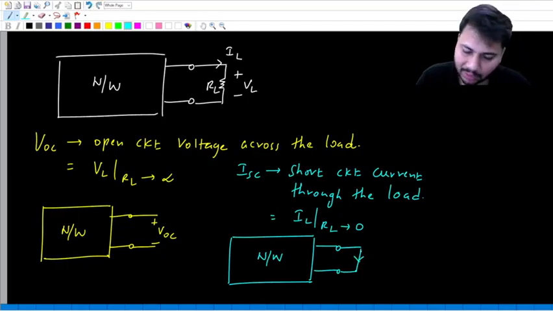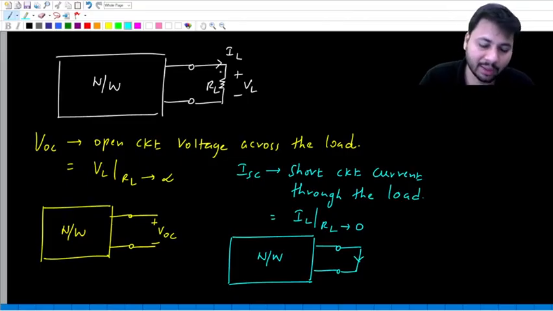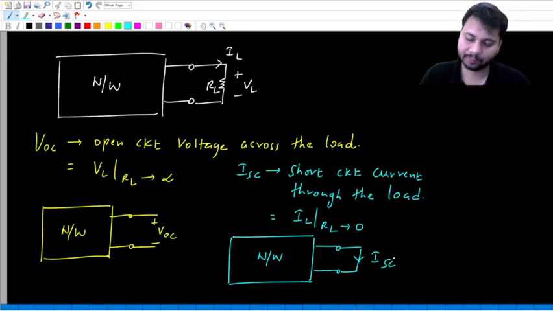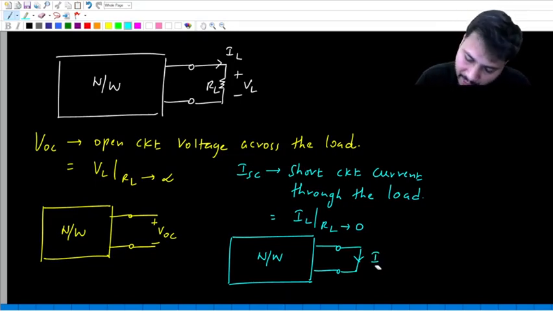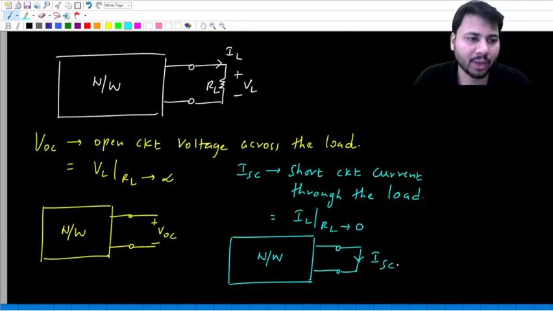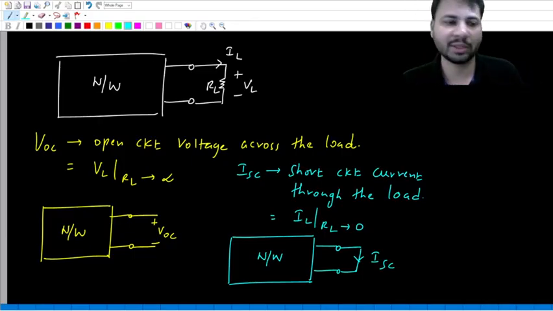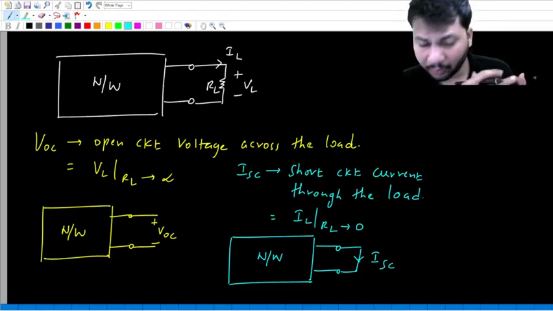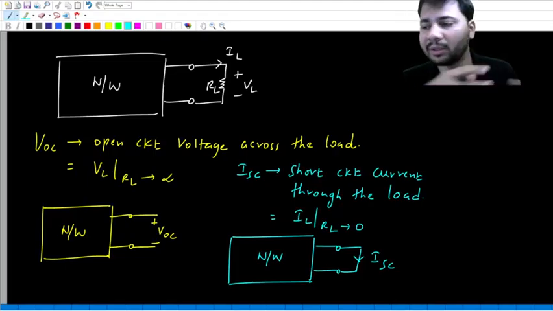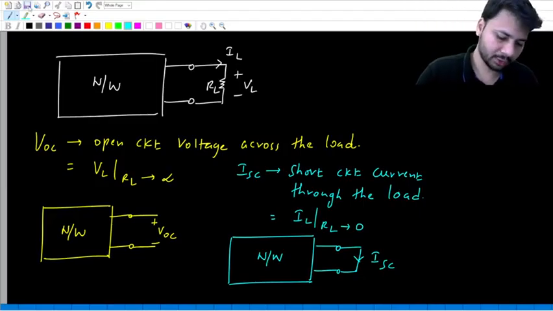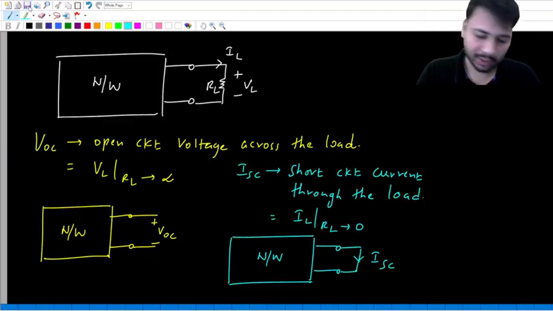Whatever current flows in this short circuit in the direction of IL, already the direction of IL is shown here. IL is in the downward direction. So whatever current flows in the short circuit in the downward direction becomes ISC. So these are VOC and ISC. I hope these two are clear. To find VOC, just remove the load, you will get an open circuit. Find the open circuit voltage, that is VOC. And to find ISC, replace the load with a short circuit. Find the current flowing in that short circuit, that is ISC. So VOC and ISC are very important quantities.